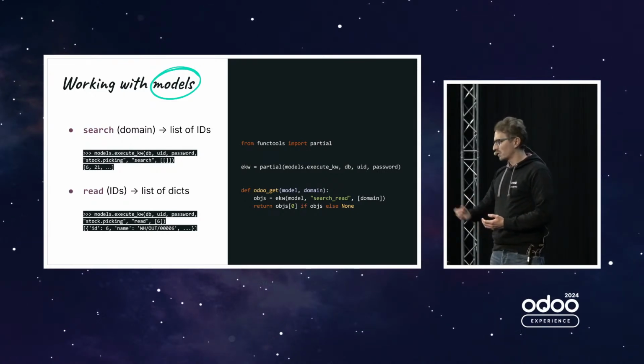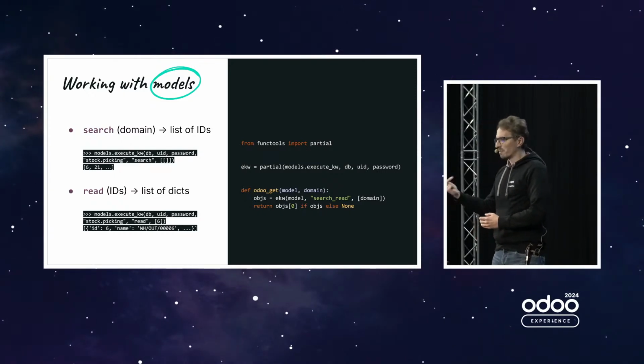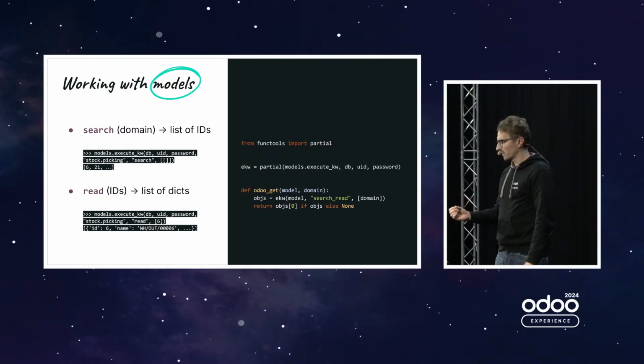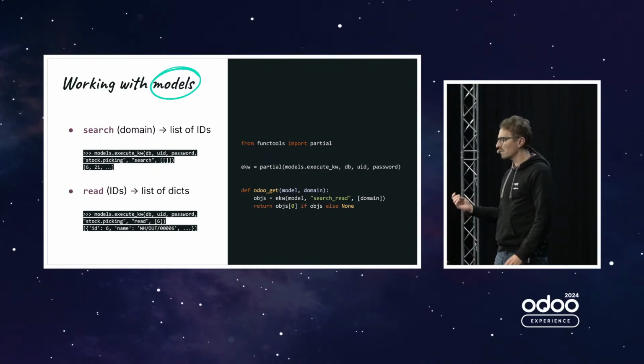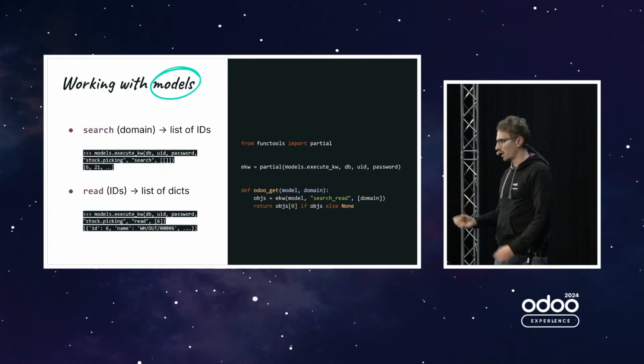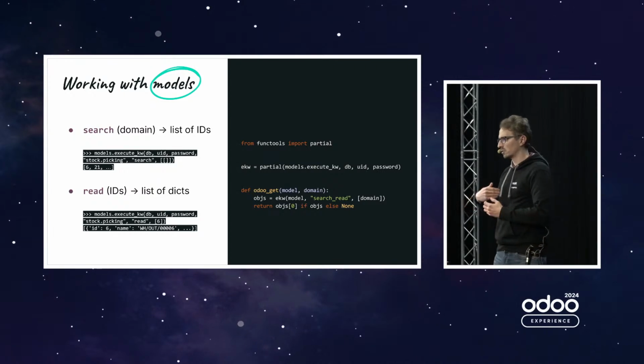So in this example, I'm calling models execute_kw, database, username, password, that always has to be there. And then stock.picking is the name of the model, search is the name of the method, and I'm passing an empty domain. Empty domain means that every object will match. And in return, I will get a list of all stock pickings that I have access to.